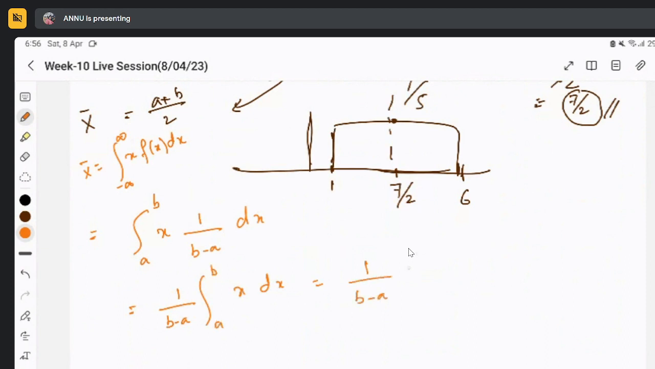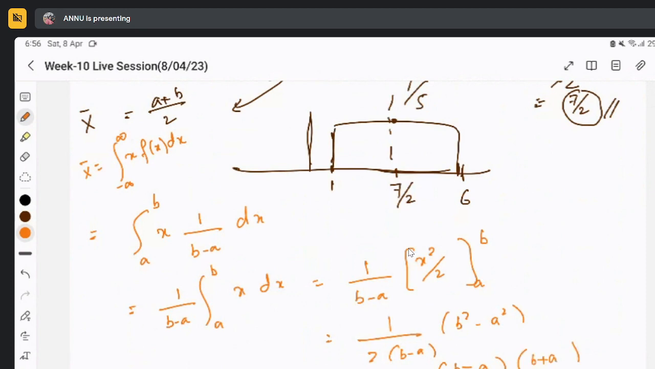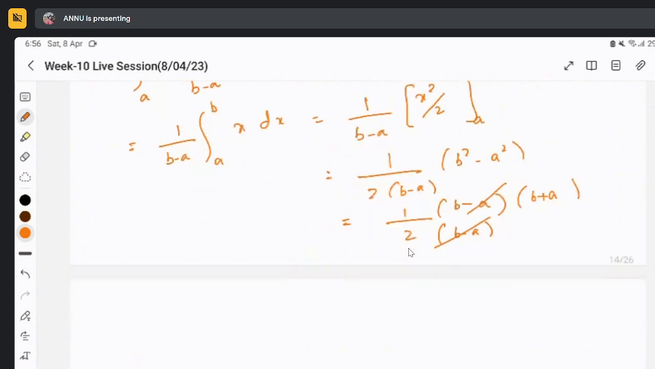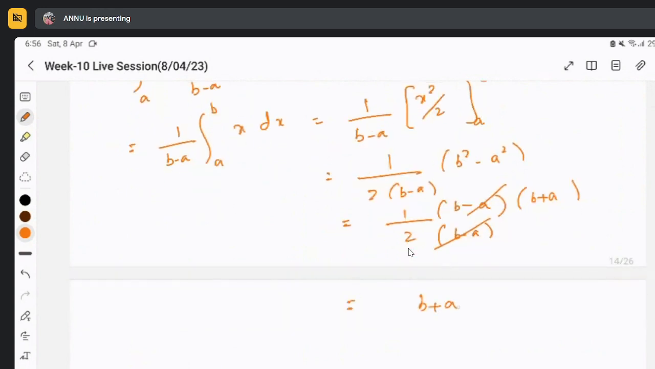So here this is x square by 2, from A to B. So 1 by 2 times (B minus A), into (B square minus A square), which is 1 by 2 (B minus A), into (B plus A) into (B minus A), divided by... so this will get cancelled. You will have (B plus A) divided by 2. So x bar is this one.